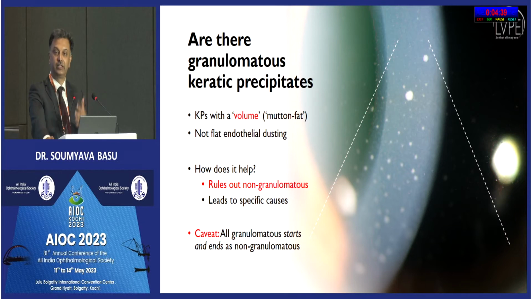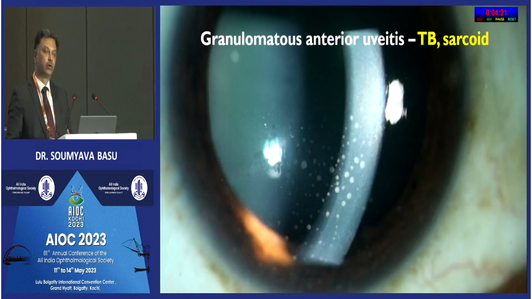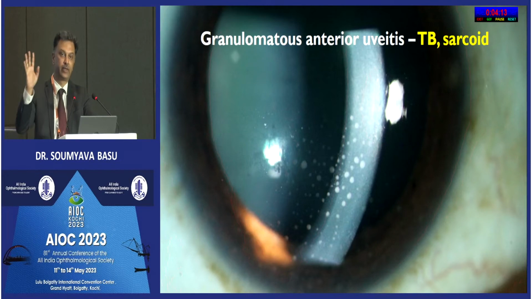by the time you see this patient, those KPs would have gone. And then you might get a false impression of non-granulomatous, while actually the disease was granulomatous, which you will know if you look at the previous records of the patient. So what next if you think it is granulomatous anterior uveitis? There are basically three categories that you want to classify into. Of course, there are several other causes, but for the benefit of this audience, I'll stick to three important categories.